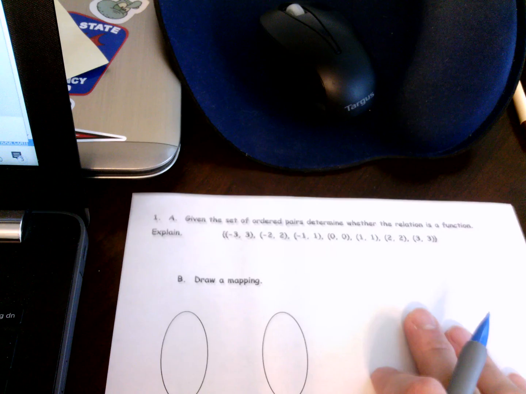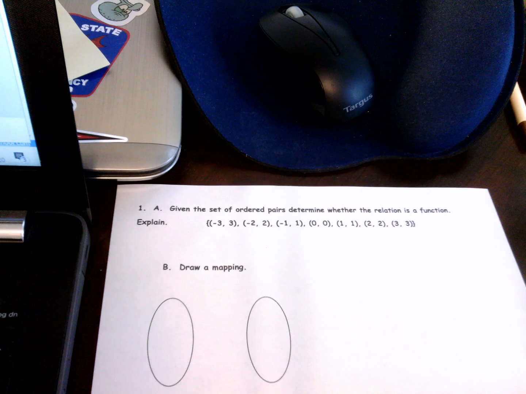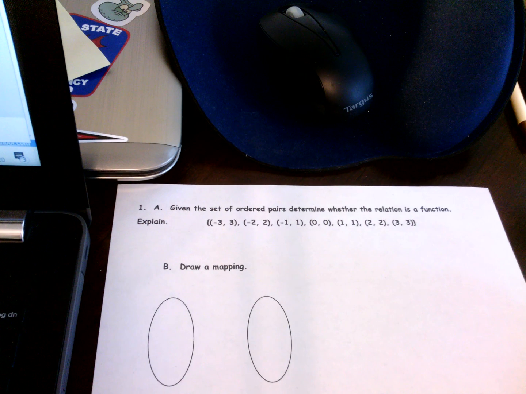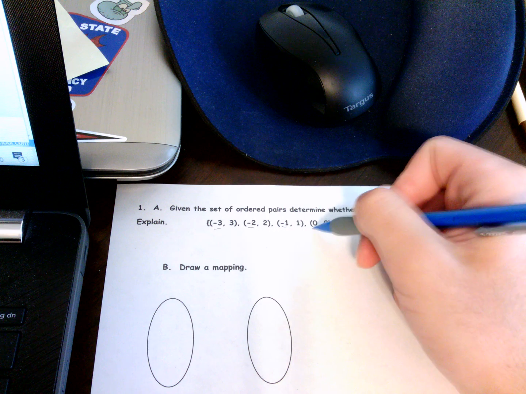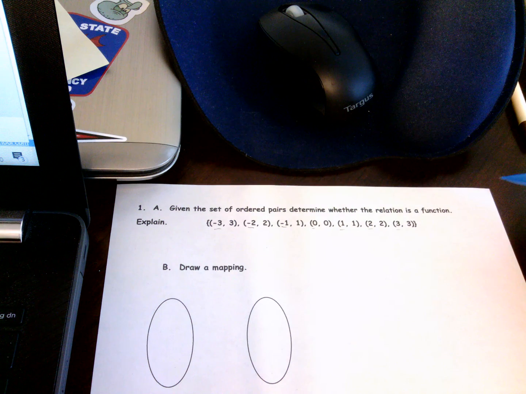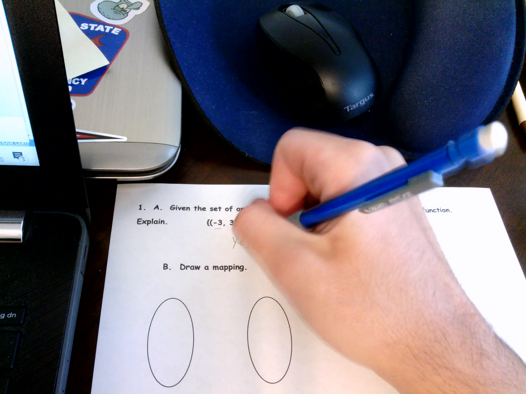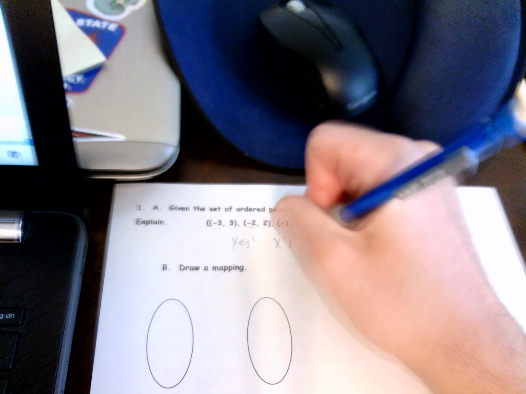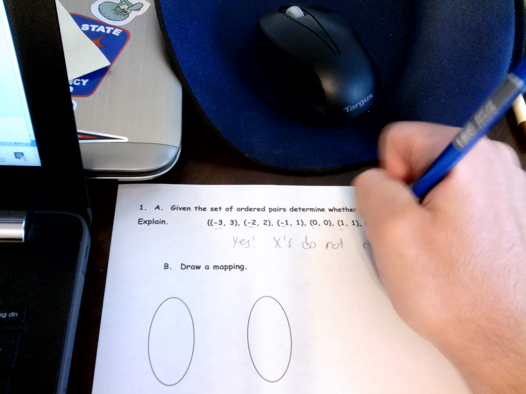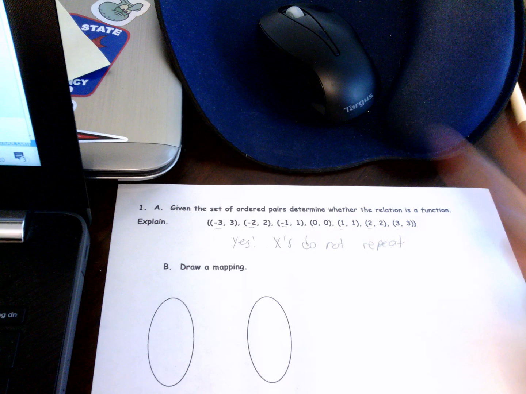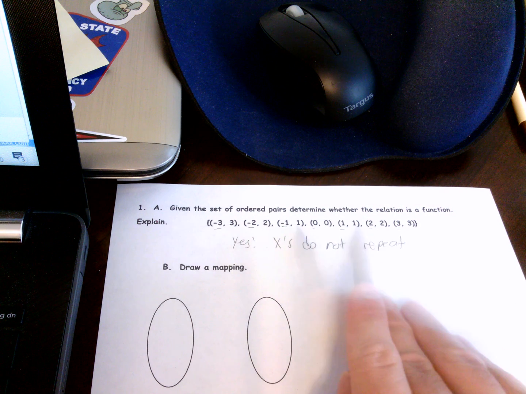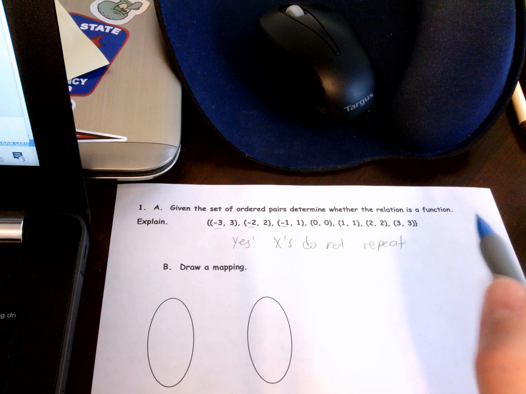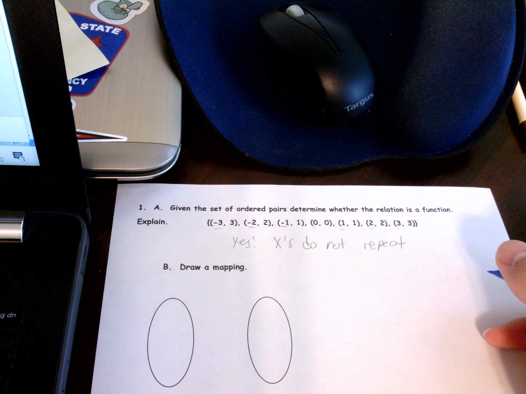All right, number 1 on the second page. Given the set of ordered pairs, determine whether the relation is a function. So let's take a look at the x values. We have -3, -2, -1, 0, 1, 2, 3. So this is a function, yes. And the reason is because the x's do not repeat. Now, you might say, wait a minute, we have two 3s, two 2s, two 1s, but those are our y's. Our y's can repeat, and we can still be a function.